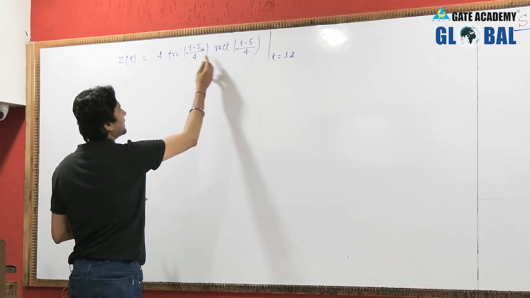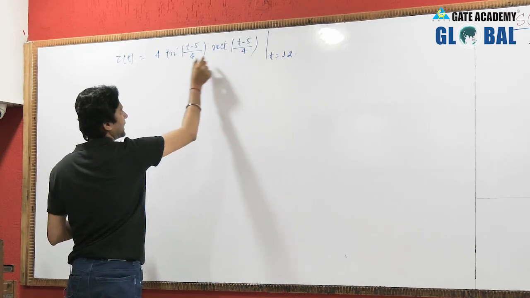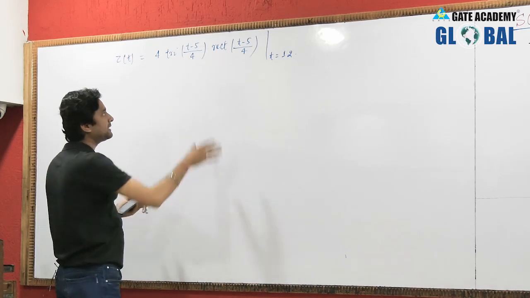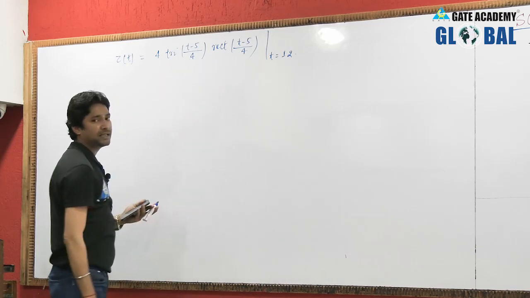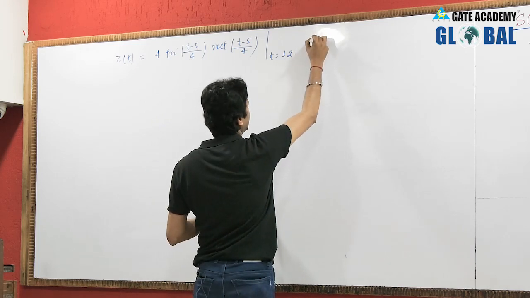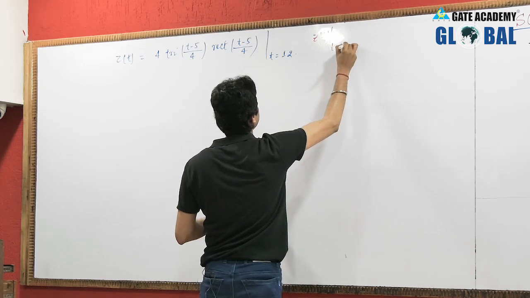that these two functions are centered at t = 5 and having total width 4 and half width 4. So these values will not reach up to 12, and at t = 12 this function will not be existing. Therefore, the value of z of t at t = 12 is 0. So we have already got our answer, that is, the value for this question z of t at t = 12 is equal to 0.